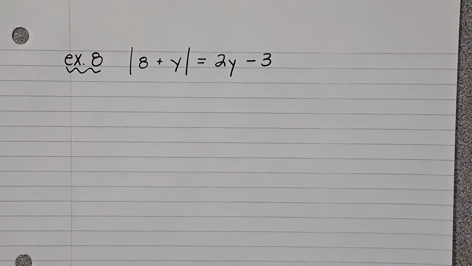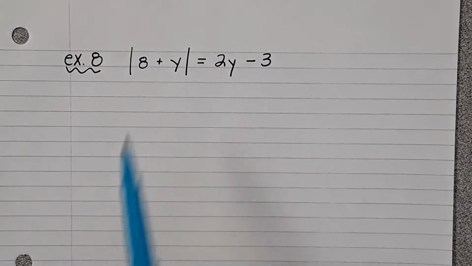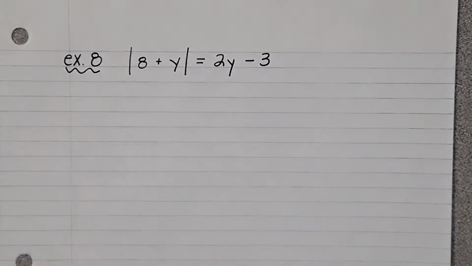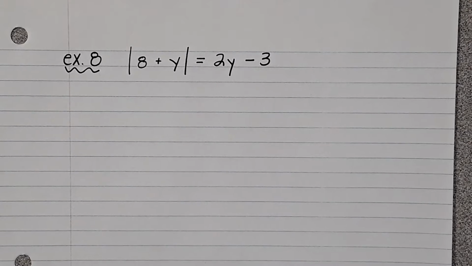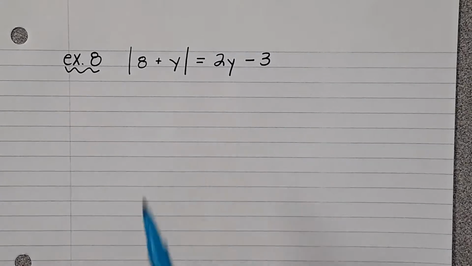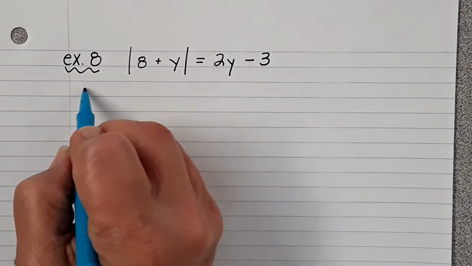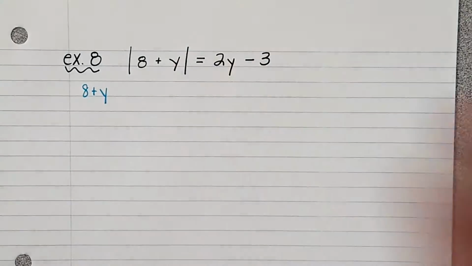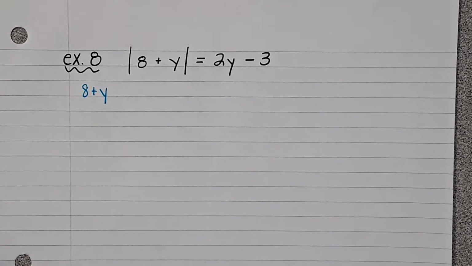Okay, so remember yesterday we learned that what's inside the absolute value, not 8 plus y, but whatever's inside the absolute value, could be positive or negative, right? That's what we learned. So it could be a positive 10, it could be a negative 10. So 8 plus y is going to stay the same.